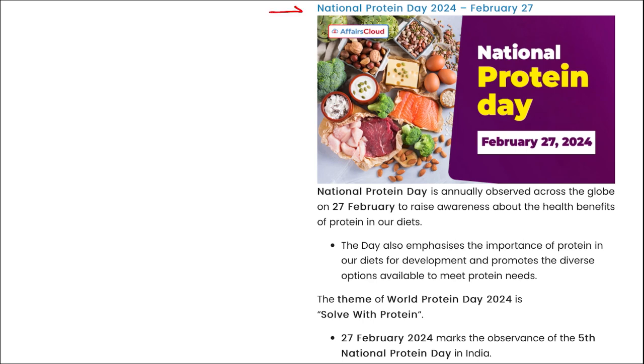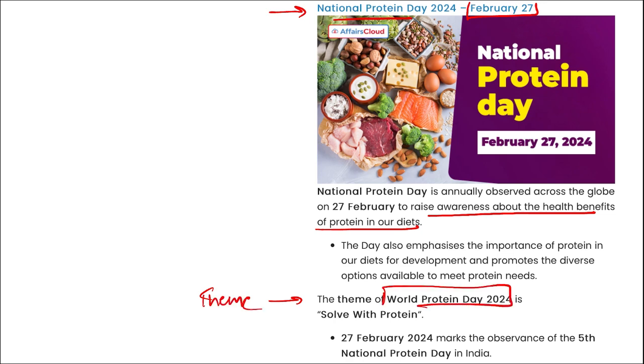Next is National Protein Day. It is also observed on 27th of Feb, and it is to raise awareness about the health benefits of protein in our diets. The theme for World Protein Day 2024 is Solve with Protein. This is the theme that you need to remember. And this year in 2024, we observed the 5th edition of the National Protein Day.